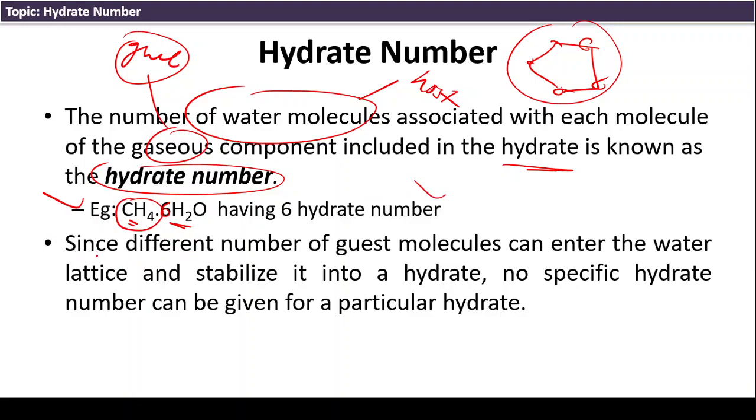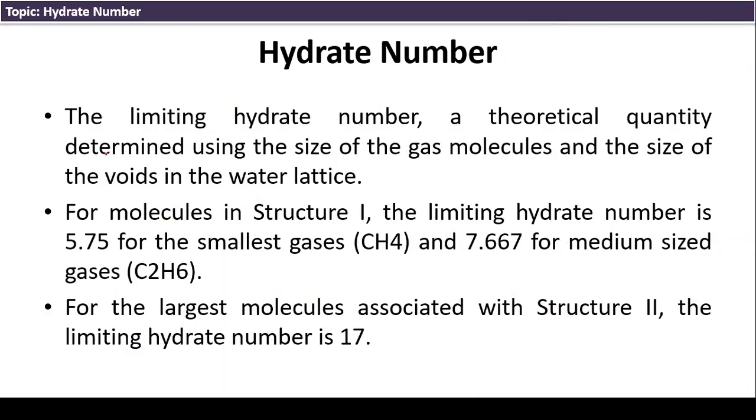The second important thing is that different numbers of guest molecules can enter the water lattice and stabilize it into the hydrate. Not all the molecules make the stabilized hydrated structure. Sometimes in this cage, rather than methane, some other molecules enter and make the hydrate. Therefore, no specific hydrate number can be given for a particular hydrate. We cannot say that that will be the stable one, that will be the fixed one. There are chances of changes depending on some other types of molecules. That's why we normally take the average values. We'll also show that average value.